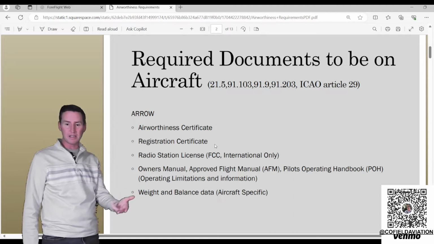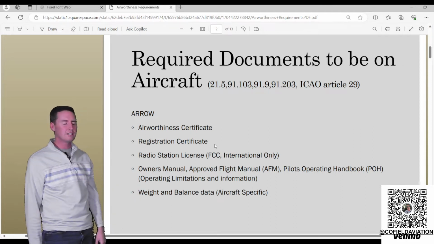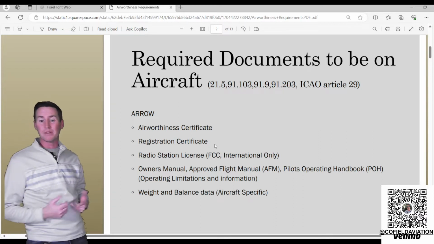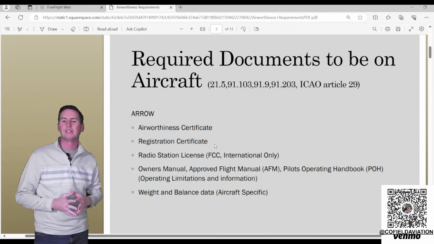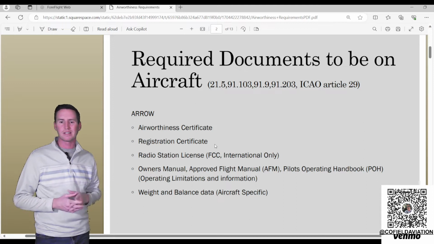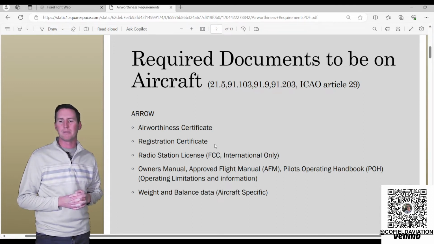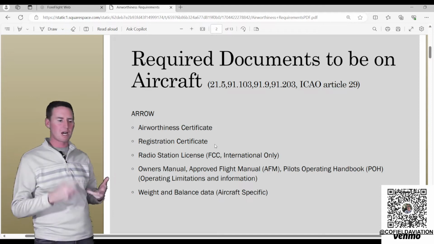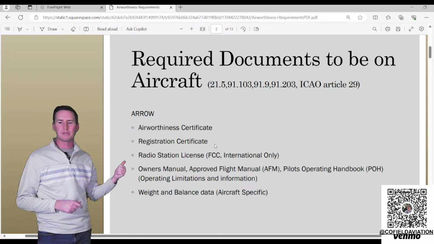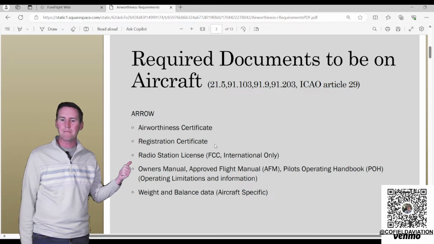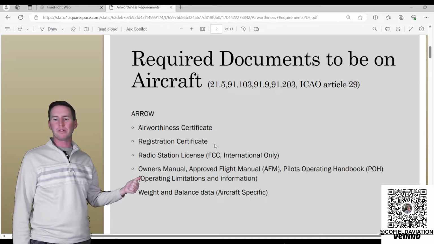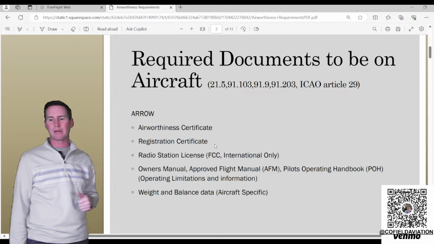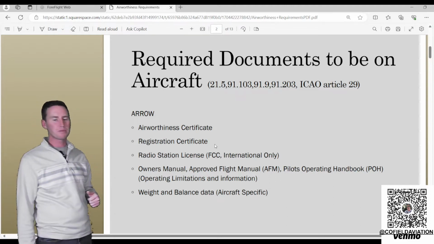The FCC, Federal Communications Commission, is who has that regulation, and where you would get that if you needed it. But that's only international, so we're not going to really discuss that because we're just doing domestic flying for the most part. But if you want to go to Canada, the Bahamas, or whatever, get yourself a radio station license through the FCC. O is the owner's manual, approved flight manual, or pilot's operating handbook, or POH.